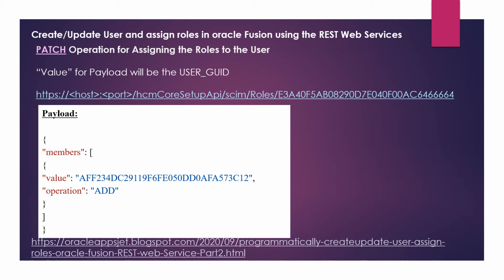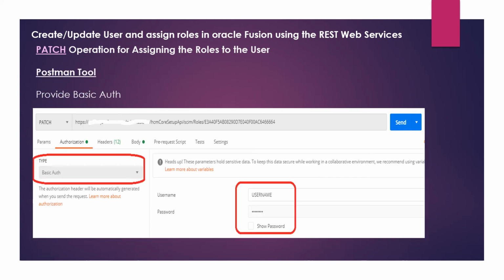Now you need to prepare the payload. In the payload, we have an element called value. In that value, you need to pass the user GUID, and there is an operation called add, so you are going to add it. You are going to have the URL of the role which you are going to add to this specific user. That is the operation that we are going to perform using these web services.